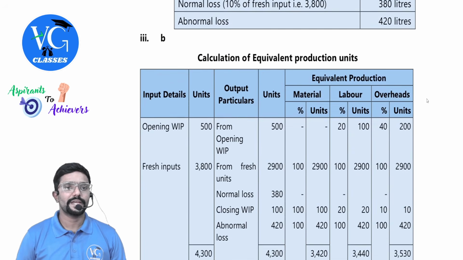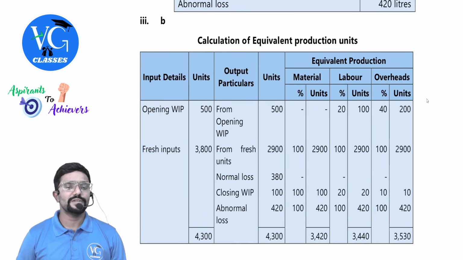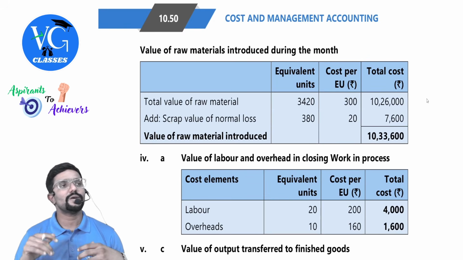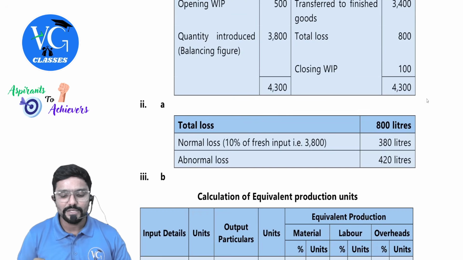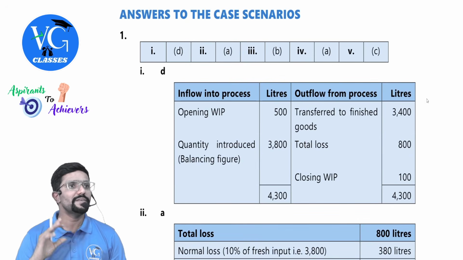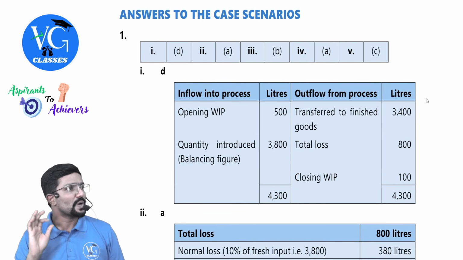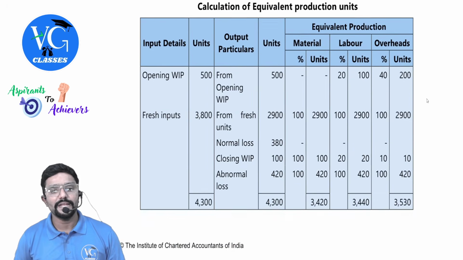First one D, second one A. Third one, what they have actually asked is, what is the cost of material introduced during the period? That means they are asking, what is the cost of this, guys? 3,800 is there now. What is the cost of this? Have they given it? No. Sir, material is given. That is cost per equivalent unit. So we need to find out what is the cost of the material introduced.